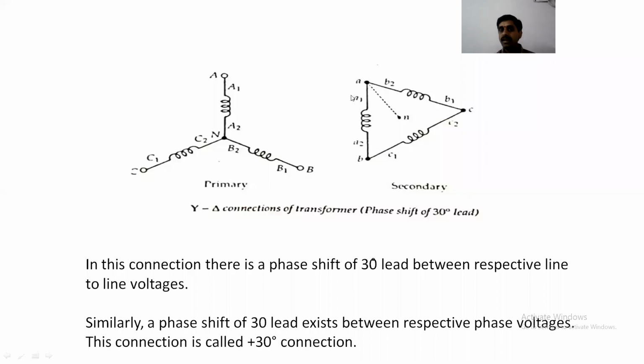So taking a reference like this, this is the capital A, there is an anti-clockwise shift of 30 degrees. So it is a 30 degrees phase lead connection. In this connection, there is a phase shift of 30 degrees lead between respective line voltages. Similarly, a phase shift of 30 degrees lead exists between respective phase voltages also. This connection is called the plus 30 degrees connection.